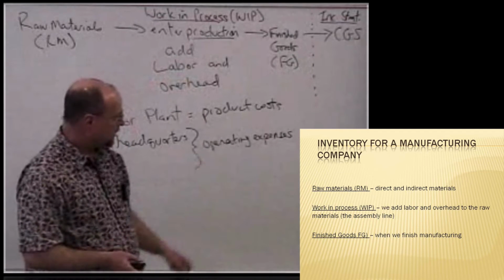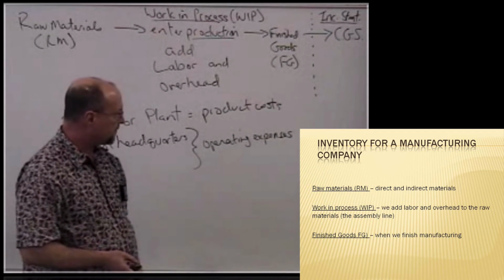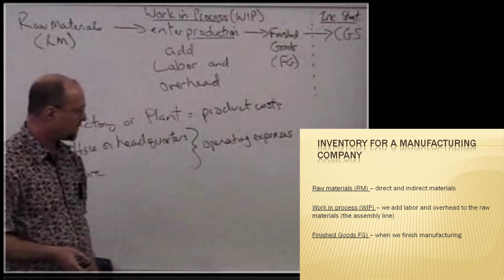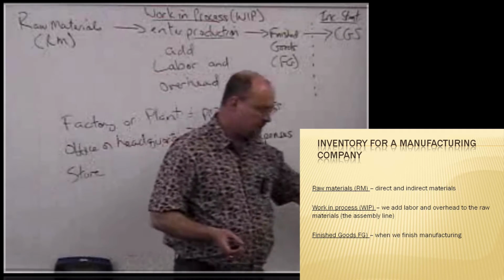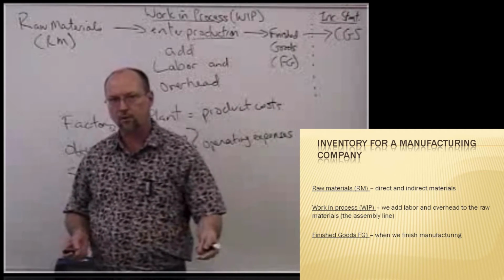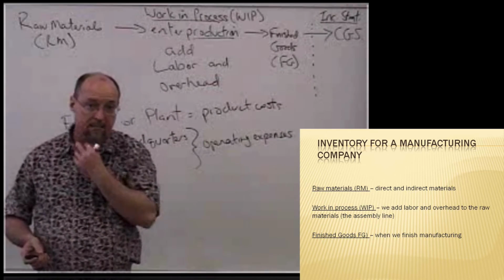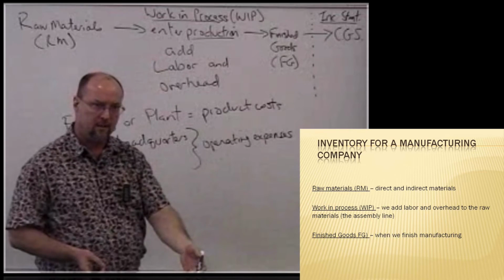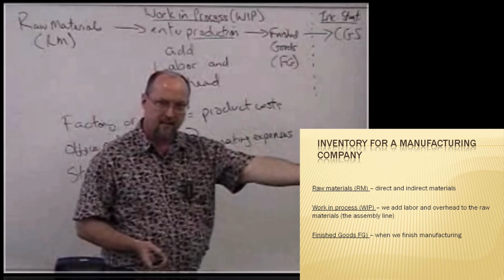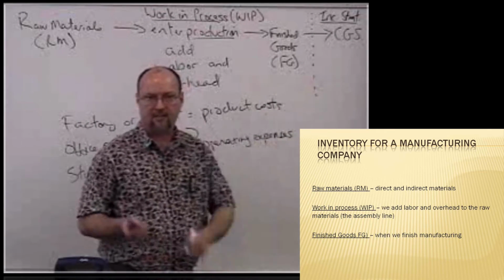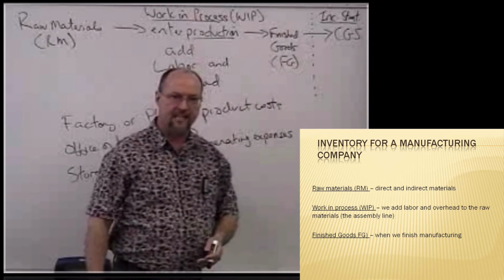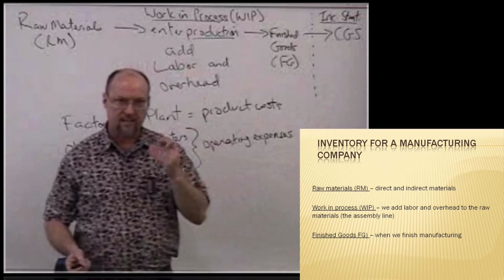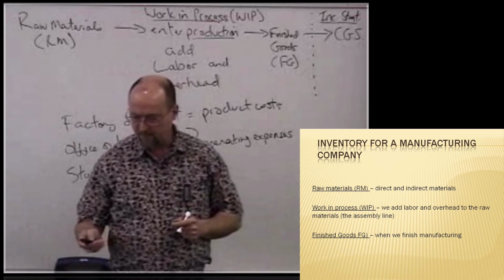Okay, as mentioned earlier, we have three types of inventory in a manufacturing environment: raw materials, work in process, and finished goods. Finished goods is the equivalent to merchandise inventory in a retail operation. It's the same thing because it's finished. Now we're going to sell it either to a distributor or a wholesaler, who in turn will sell it to a retailer, and they sell it to us. That's the typical chain of events to get it from a manufacturer, distributor, retailer, consumer. Okay? So three types of inventory in a manufacturing environment.